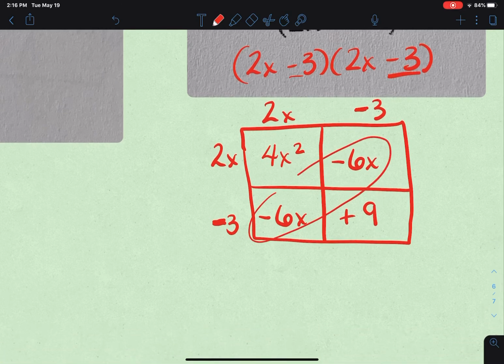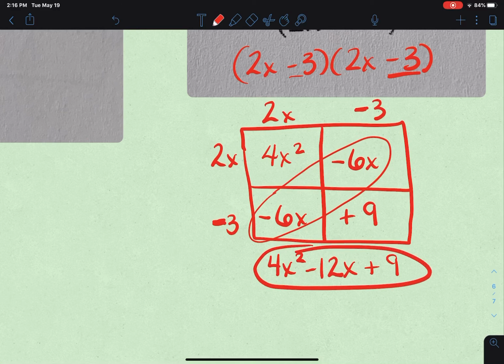There's my like terms. So negative 6x and negative 6x is negative 12x. I'll bring down the plus 9 and the 4x squared. Okay, good luck on your problems.